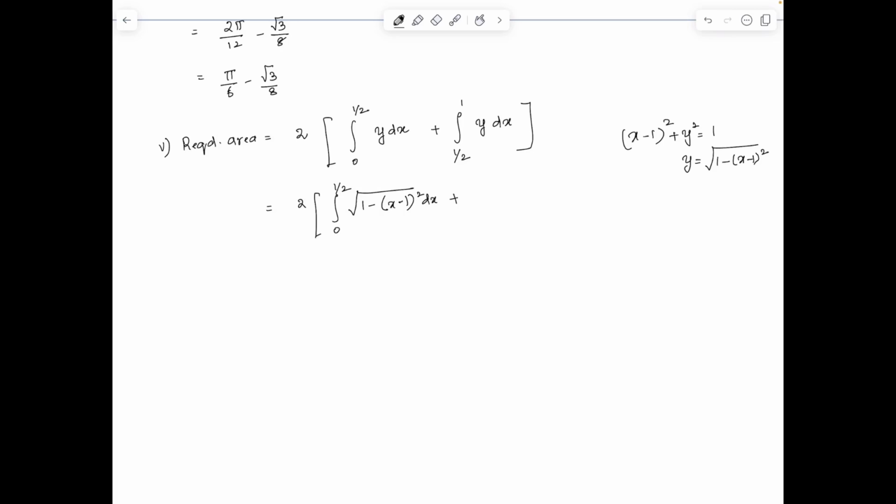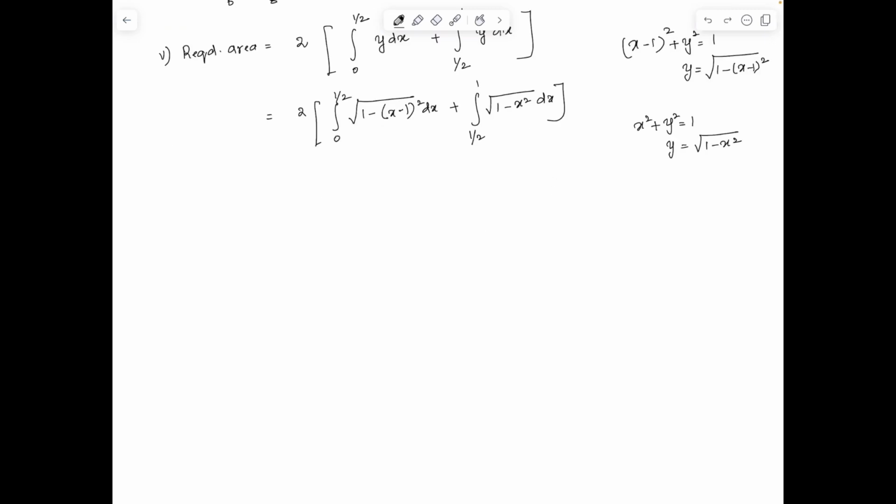plus, and the portion from half to 1 is contributed by the equation x square plus y square is equal to 1. So from here we take y, which is root of 1 minus x square, integral half to 1 root of 1 minus x square dx. We need not do the integration of these two again because this was the one which was solved in the previous subdivisions.